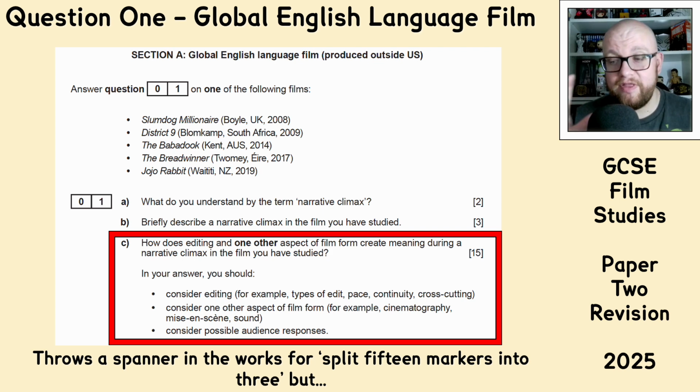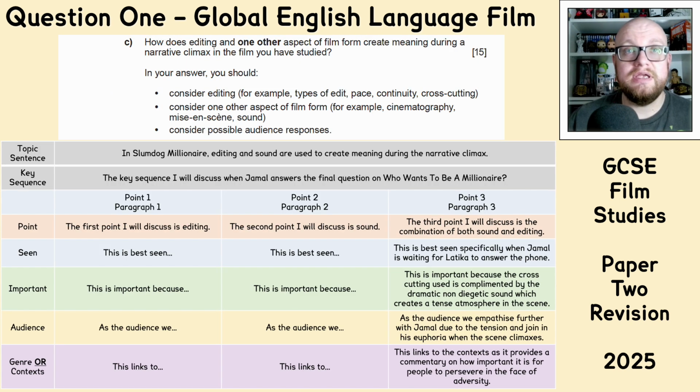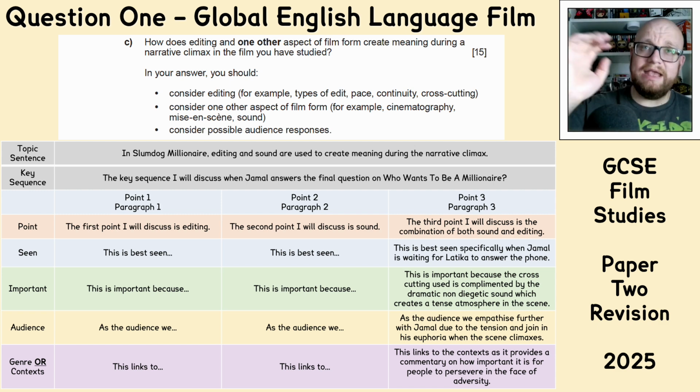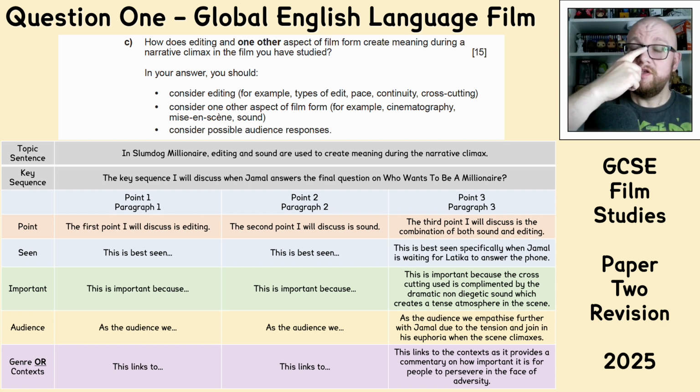So the way around this that I figured out is this. In your first paragraph, you would do editing, which the question has told you to do. You would then do sound. And then in your third one, very simply, you would discuss the combination of the 2. Now, that paragraph 2 where I've put sound, it doesn't have to be sound. It's any other aspect of film form. So it can be cinematography, it can be mise-en-scène.